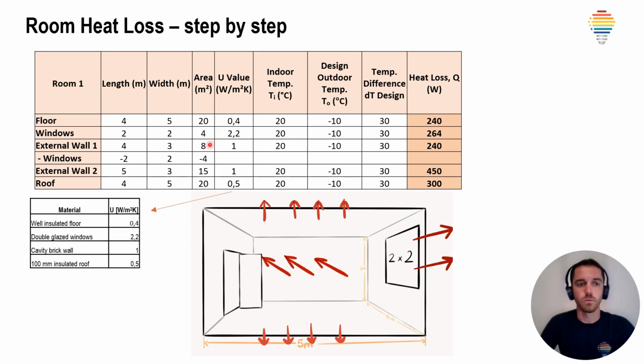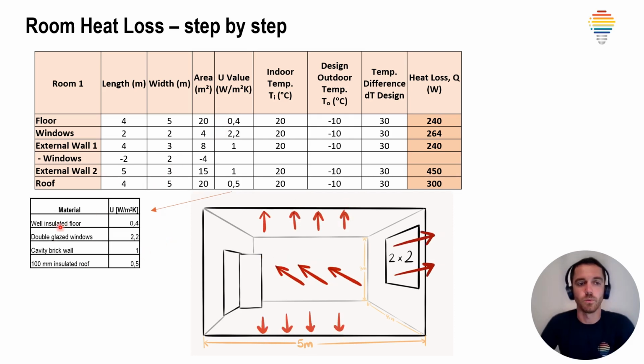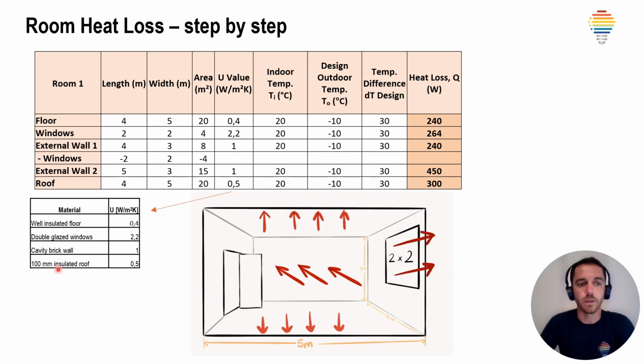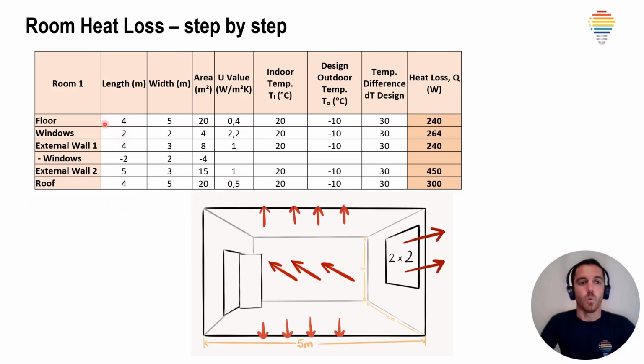U value is from a table, so for a well-insulated floor 0.4, for windows, double glazed windows 2.2, external wall is 1, so cavity brick wall, and we have an insulated roof, so 0.5. For each area, we have dimensions and we have U value.